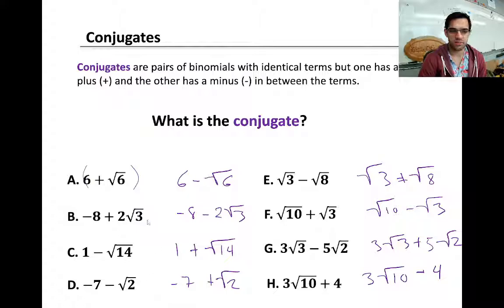Notice that for examples like B and D, the front number is negative, and that stays negative. That doesn't change with conjugates. It's the middle, the plus or minus in between the two terms that changes, and that's what makes those conjugates.